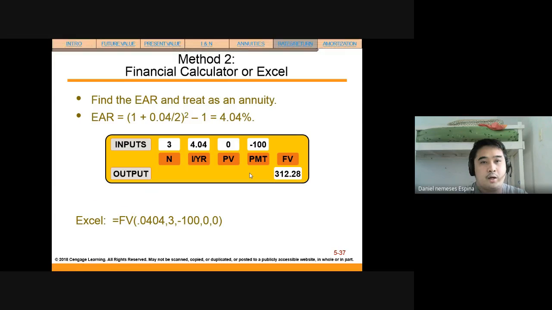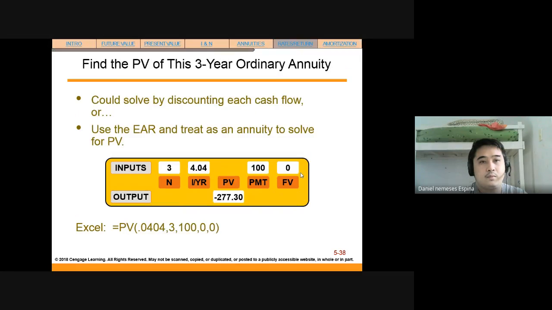So find the EAR and treat it as an annuity. So input lang pag financial calculator and Excel. So use the effective annual return. So 0.0404 or 312.28. Present value, so use the present value formula. So that's negative 277.30. So kani atong gi-compute. So we use the effective annual return.